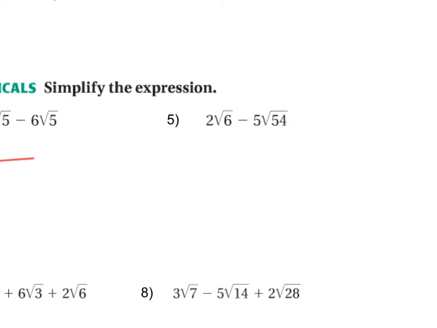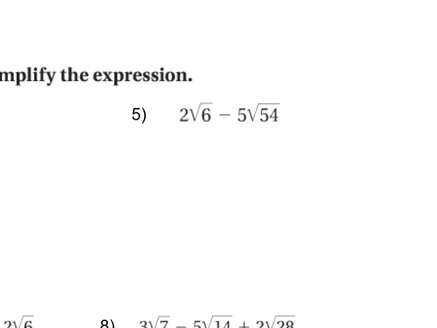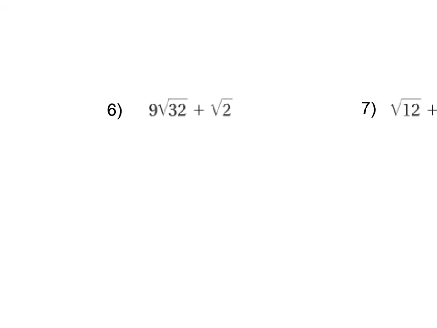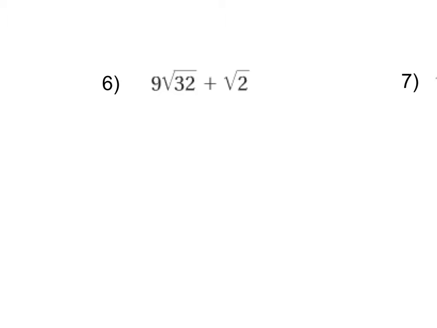But maybe let me go to one like number 5 first. I think we did one kind of like that in the notes. Actually, let me go to another one. How about number 6, just because it's a little different. So number 6, it looks like I can't add those two square roots together because this one is square root of 32 and this one's square root of 2. Those are definitely different. I couldn't combine them the way they are right now.